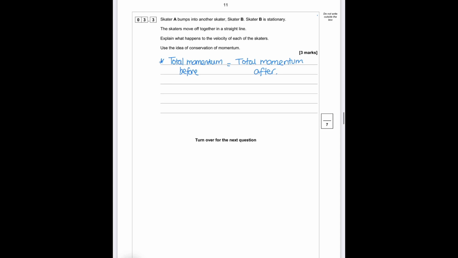Now, the next key thing to remember is momentum is mass times velocity. So, what this means in terms of the velocity of the skaters is the momentum of skater A after the collision would decrease, which means the velocity of skater A would decrease. But because skater B was stationary to start with, the velocity and the momentum of skater B would increase.